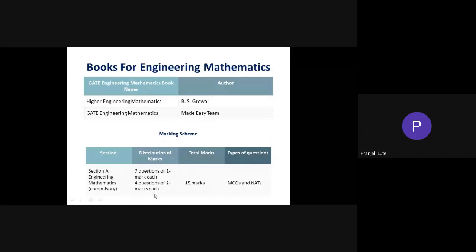This is the marking scheme. Section A is having engineering mathematics compulsory questions, 7 questions of 1 mark each and 4 questions of 2 marks each. So total weightage for mathematics is 15 marks and the type of question is multiple choice question. So weightage on the engineering mathematics subject is 15 marks.